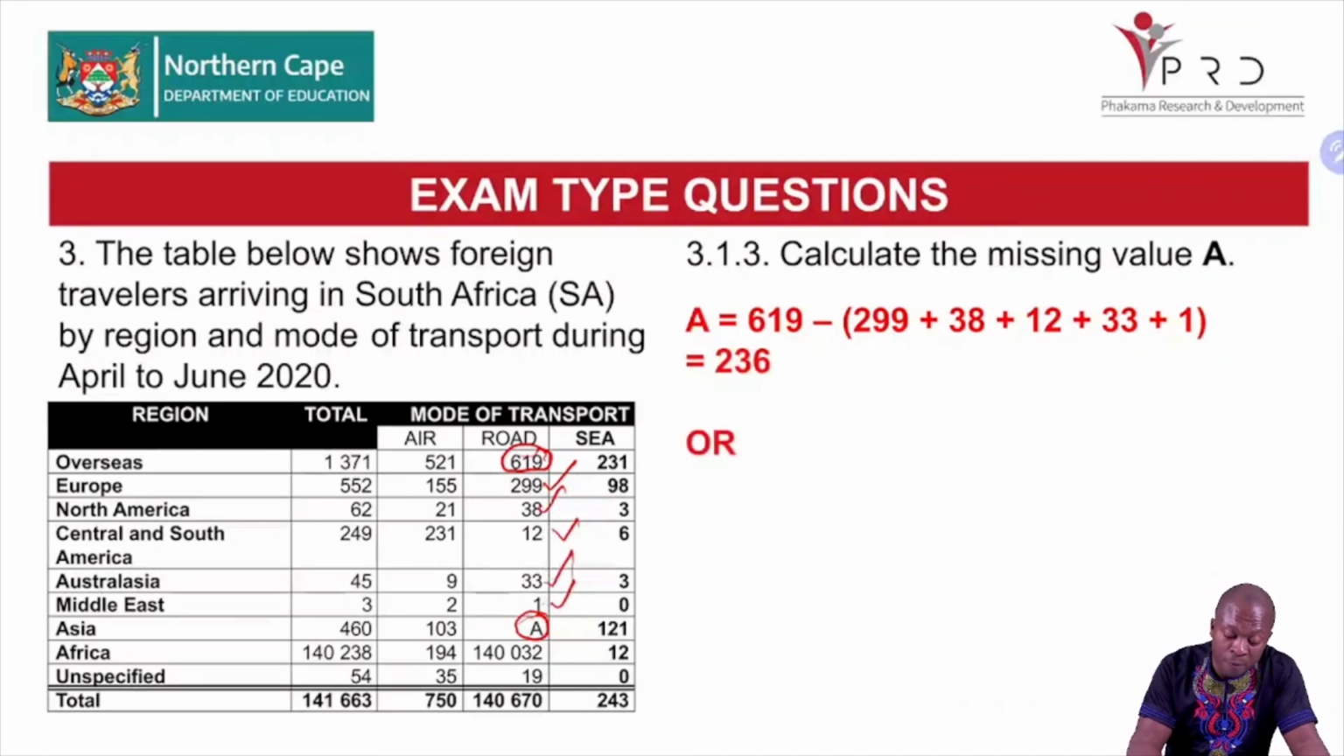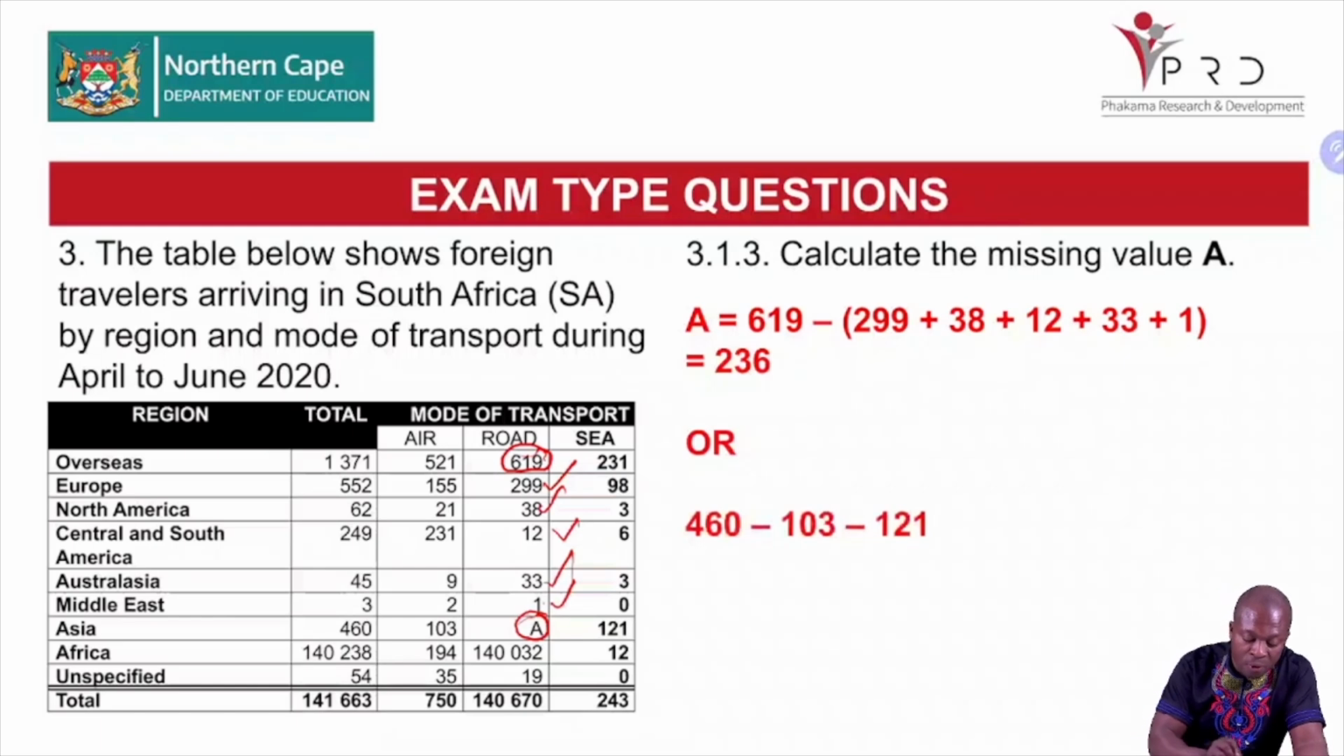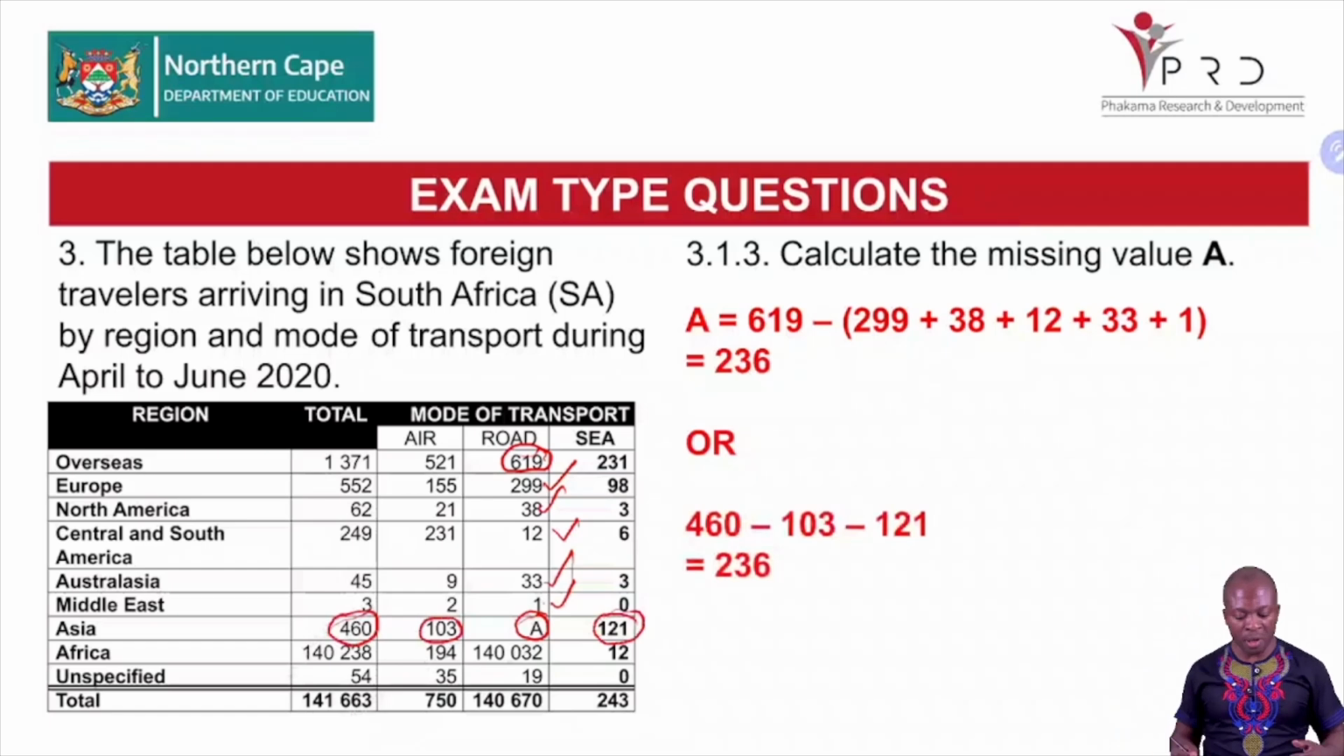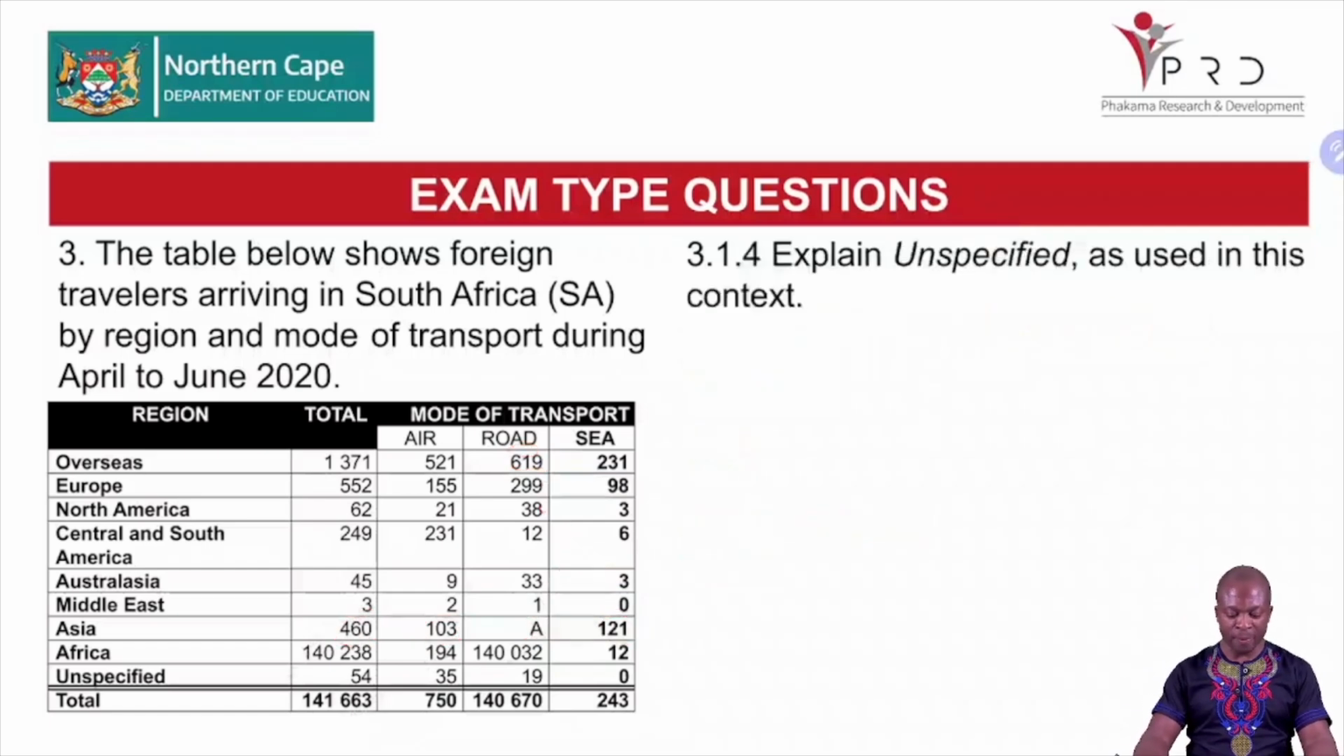Another way of doing it, you could have just said 460 minus 103 minus 121, and that will still give you 236. Okay. You see the values of 460 there. You see the 103 here. You see the 121 there. So when you subtract these values, you are still going to get the value of A.